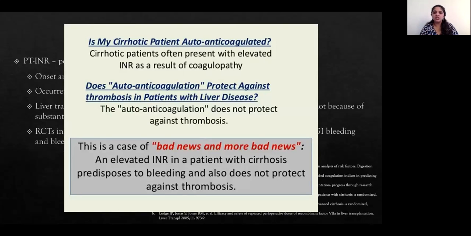So here's the conundrum which we all face. Is my cirrhotic patient anticoagulated? Well, yes, because they have an elevated INR, and that is a result of coagulopathy, but does that protect them against thrombosis? Well, not really. And so unfortunately, patients with chronic liver disease get bad news because they're coagulopathic, and more bad news because that anticoagulation does not really help you against thrombosis.